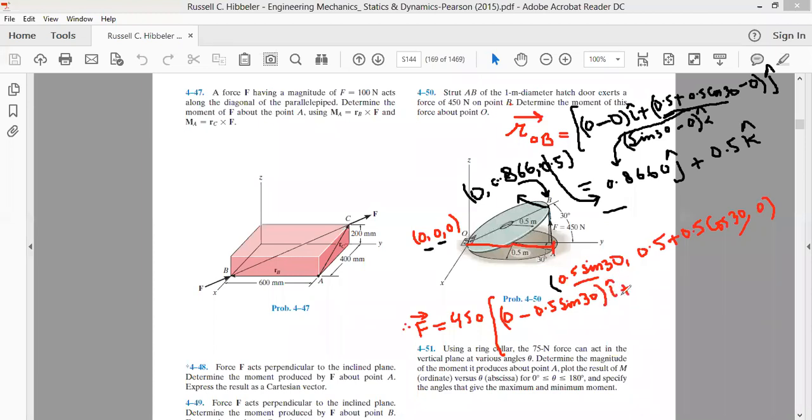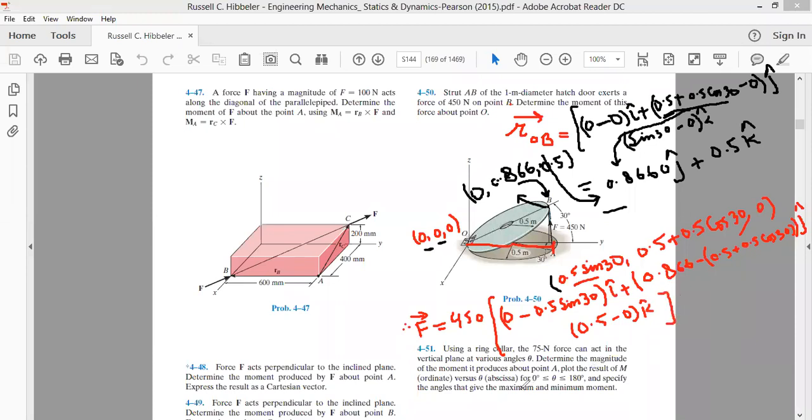Then plus the y coordinate of point B minus y coordinate of point A, that is 0.866 minus the y coordinate of point A. The y coordinate of point A is 0.5 plus 0.5 cos 30. So this is 0.5 cos 30. This is along j cap. And then we'll write the z coordinate of this minus z coordinate of this. That is 0.5 minus 0 along k cap.